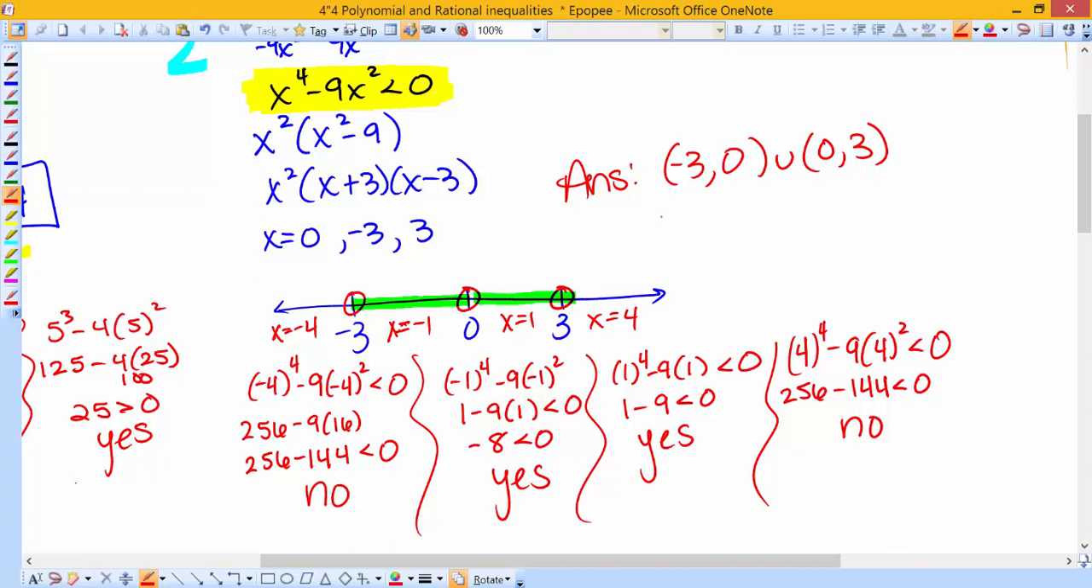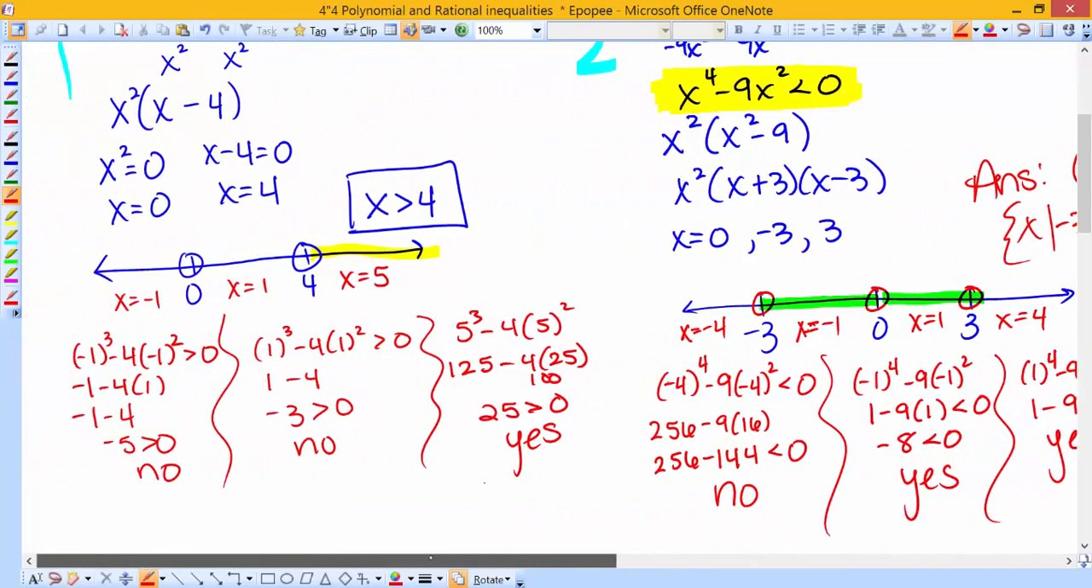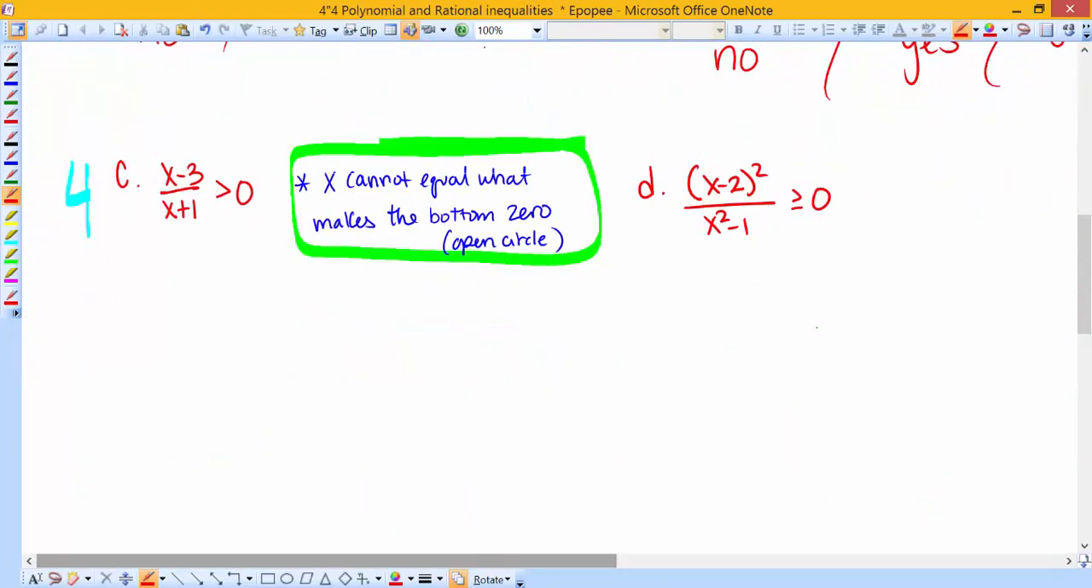You could also put negative 3 is less than x is less than 0. And 0 is less than x is less than 3. So either way you want to write this, generally you're going to see something like this in interval notation, not set notation. All right. All right, let's move on. That's it for the polynomials, I believe. Not too much there because, again, that should just be a lot of review from previous chapters.